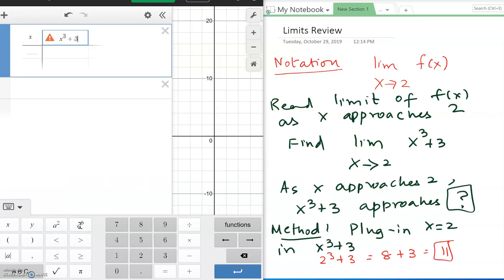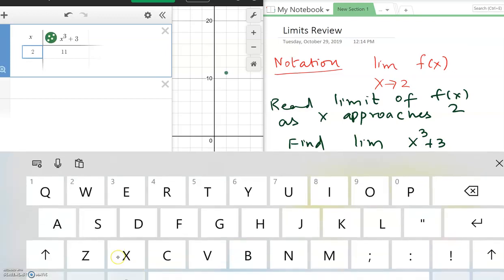So we have x as x approaches 2. This is what we're going to try to do. As x approaches 2, x cubed plus 3 approaches what? Right? So we're going to make the x values go towards 2. We're going to choose x values very, very close to 2. I'm going to choose from the right side. So we're going to start from 2.1.